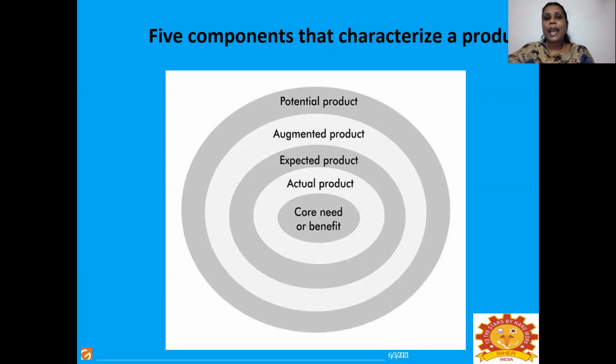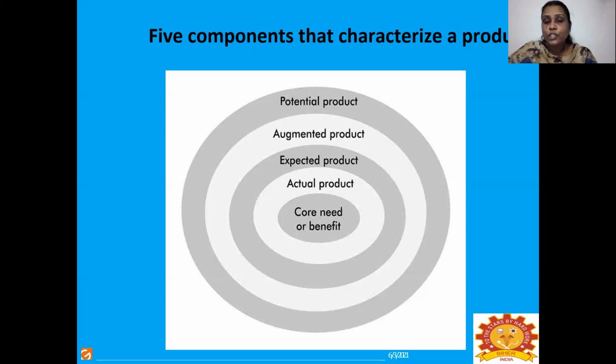Okay, the next is the expected product. The expected product represents the benefits and features the consumer expects. This is actually related to the concept of value and satisfaction. What is the perception in the mind of the consumer and how will that perception be fulfilled? This is what a consumer expects or perceives to receive by utilizing a particular product or service. It is purely based on an individual's perception. So that is what is called the expected product.